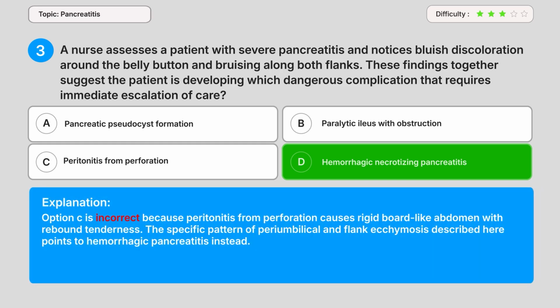Option C is incorrect because peritonitis from perforation causes rigid board-like abdomen with rebound tenderness. The specific pattern of periumbilical and flank ecchymosis described here points to hemorrhagic pancreatitis instead.